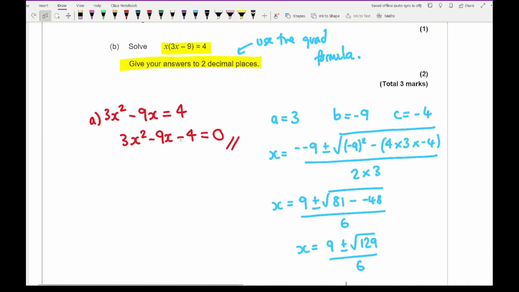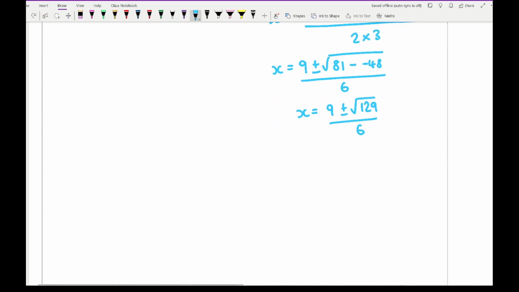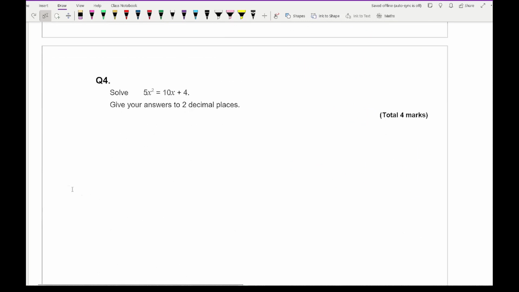Now remember that the question asks me to give my answer to 2 decimal places, in which if you type that into your calculator, you should end up with a correct answer of minus 0.39 or 3.39, and they are rounded to 2 decimal places. Moving on to question 4, it says solve 5x squared minus 10x plus 4 and give your answers to 2 decimal places. So again, we're using the quadratic formula straight away.